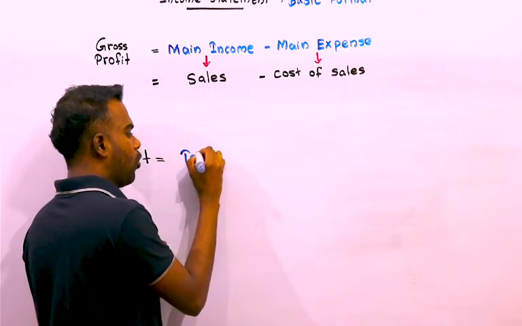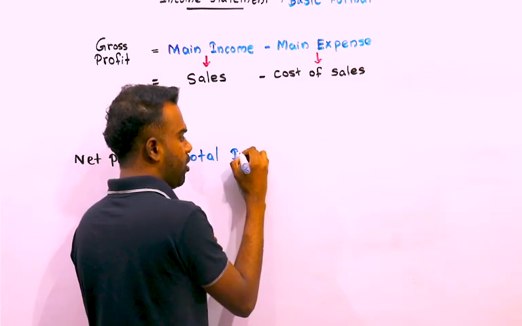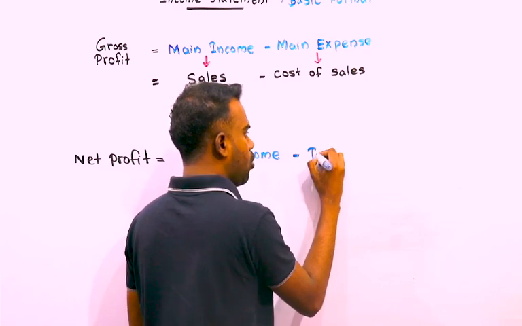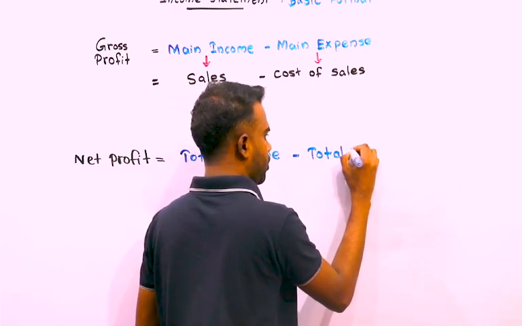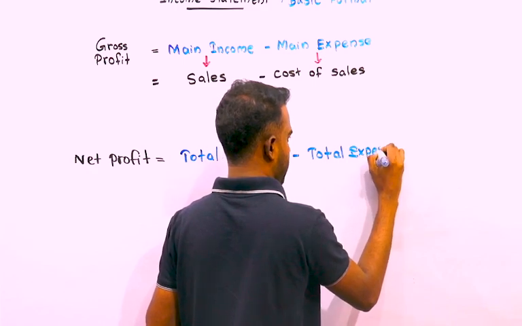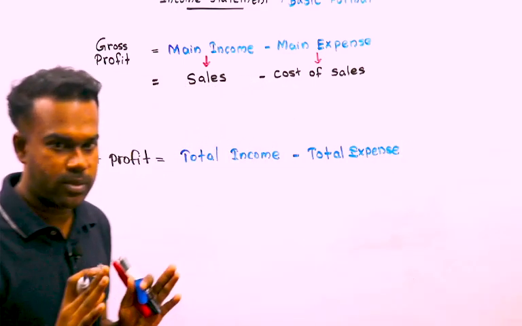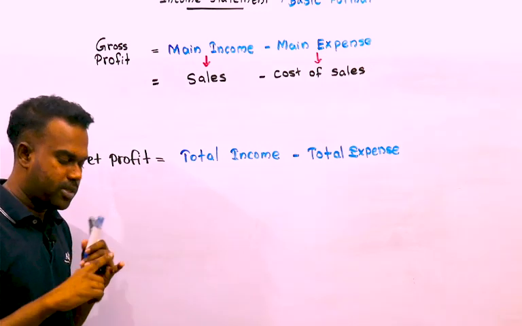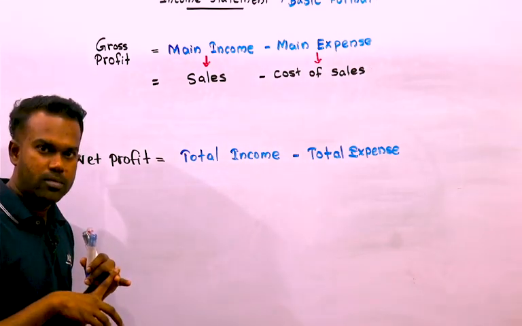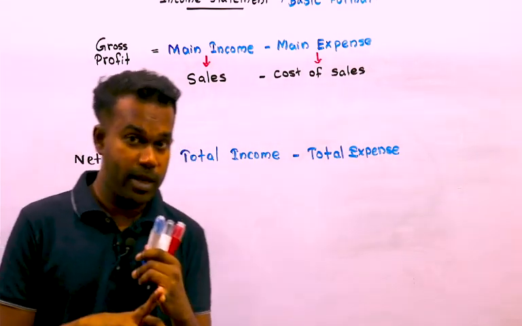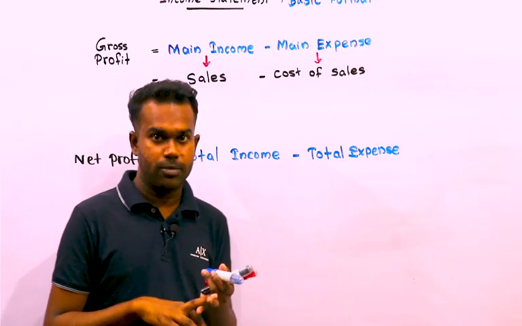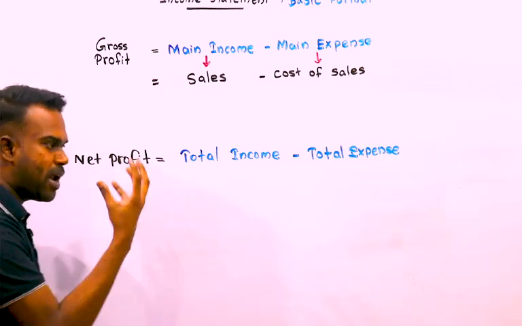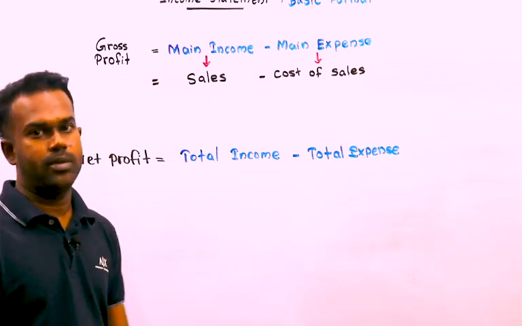I'll write down here total income minus total expenses. Right? Total expense. Understood? All the incomes means there are main incomes and other incomes. Total expenses means main expenses like cost of sales and other expenses. We have to consider all the expenses and all the incomes. Then you can calculate net profit. That's the expanded concept, where we consider all the things, right?